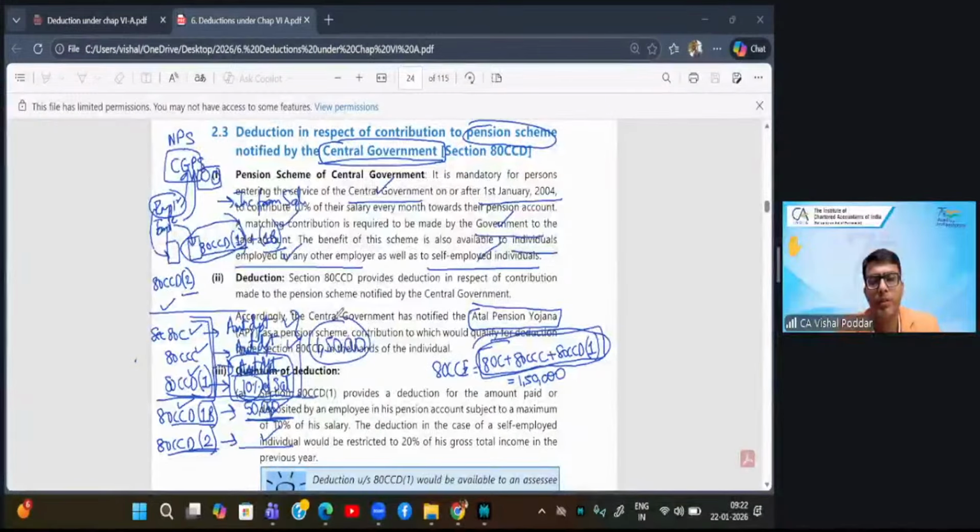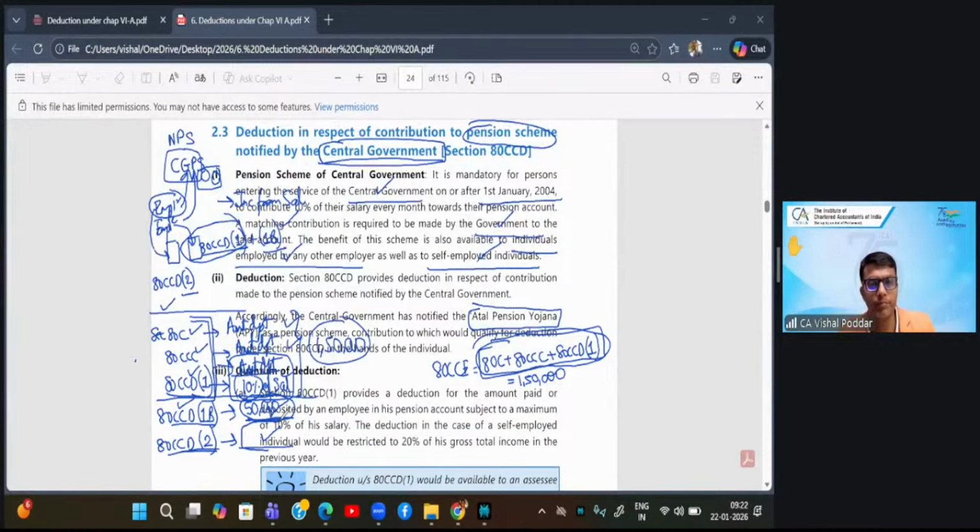I hope this is clear to everyone. Then besides that, for your own contribution, you have an additional 50,000 benefit, which you can take under 80CCD(1B). And for the employer's contribution, there is only a percentage amount. There is no monetary amount.